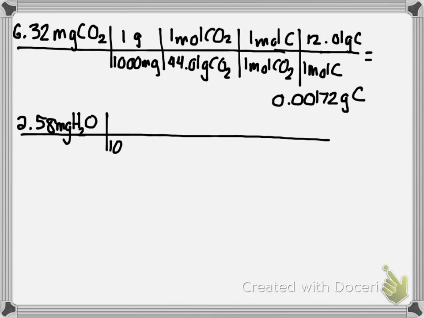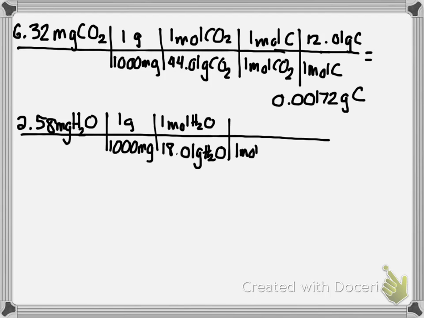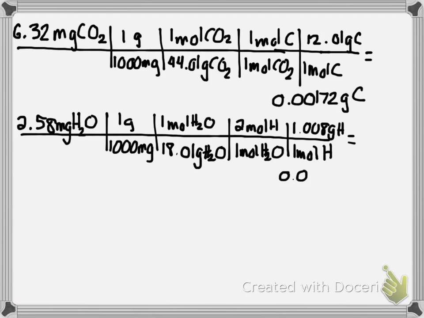Very similar process for water, converting grams to moles of water. Again, this is why you always need to write the unit and the substance. Moles of water. 1 mole of water required 2 moles of hydrogen atoms, and again convert to grams. This gives us the grams of carbon and the grams of hydrogen that you were starting with.